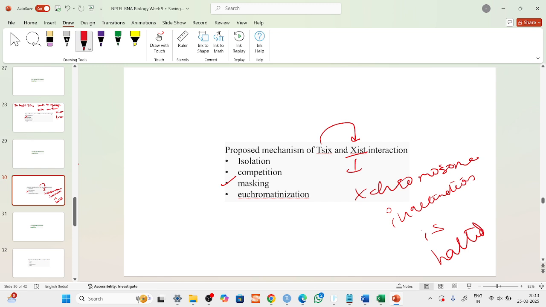So in this way, T6 and cyst are kind of antagonists of each other. I hope this is clear to you. How T6 and cyst interact is that T6 is masking the expression of cyst, so it cannot undergo the inactivation process, and this masking mechanism ensures that the chromosome which expresses T6 remains active while the other undergoes inactivation.